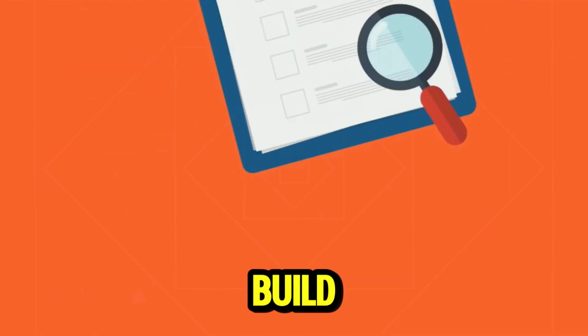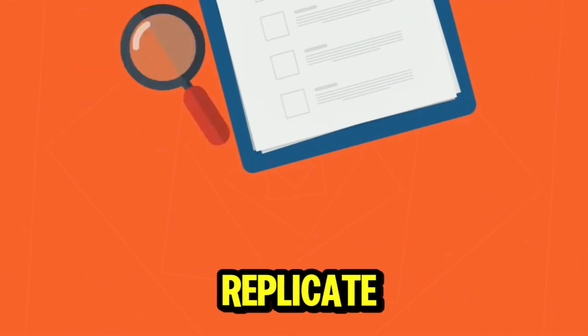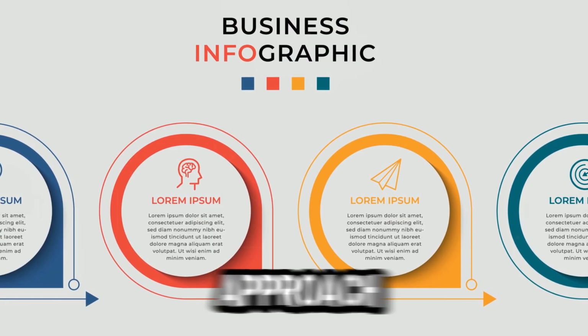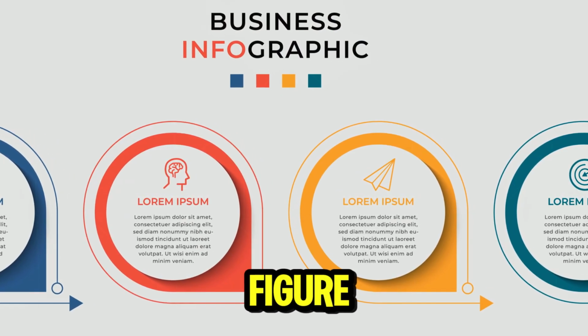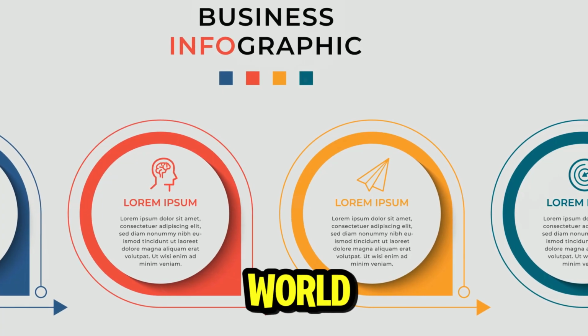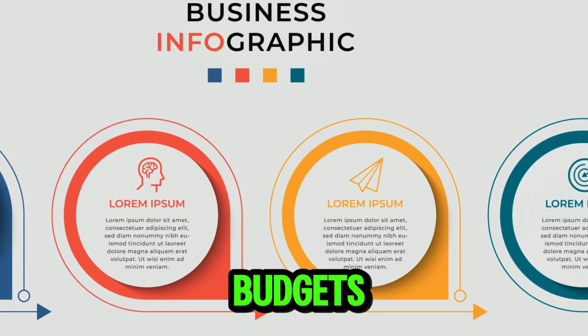Let's quickly recap. Pick a real problem. Build a simple but functional agent. Package it professionally. Sell it on a beginner-friendly platform. Market it with storytelling, and then replicate the process. This approach has already turned into 5-figure side hustles for creators around the world, without coding, big budgets, or massive audiences.